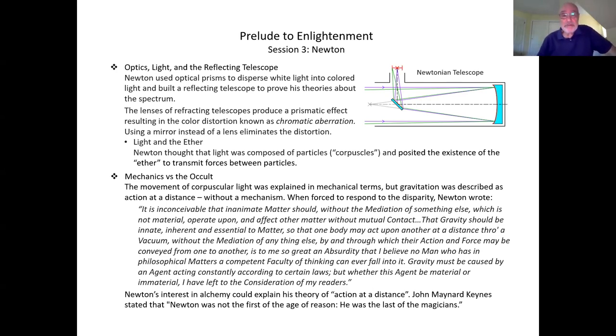And then the issue of occultism, he addressed his mechanical theory versus various occult theories. The movement of corpuscular light was explained in mechanical terms, but gravitation was described as action at a distance. But nobody could give a mechanism for it. So how does this thing attract something that's light years away without telling us what the mechanism that does it is?